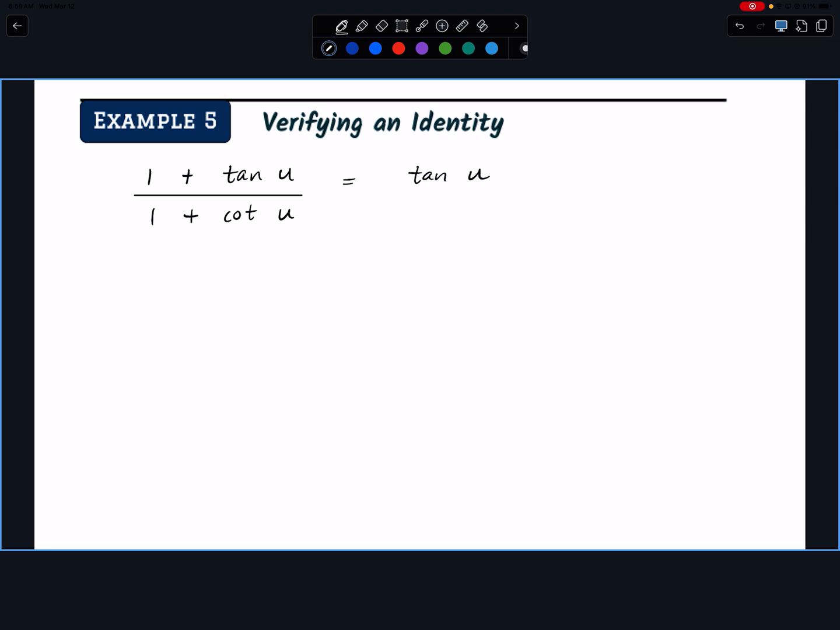So what's the relationship between tangent and cotangent? They are reciprocals. So do you guys see how my goal is to change this just to tangent? So I'm going to change cotangent then to something with tangents. Does that make sense? What is this the same as? 1 over tangent. So I'm going to rewrite this as 1 plus tangent of u over 1 plus 1 over tangent of u equals.